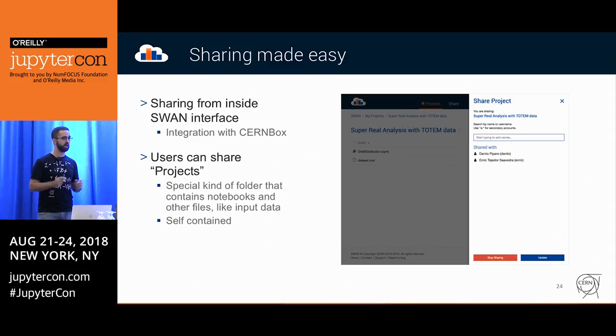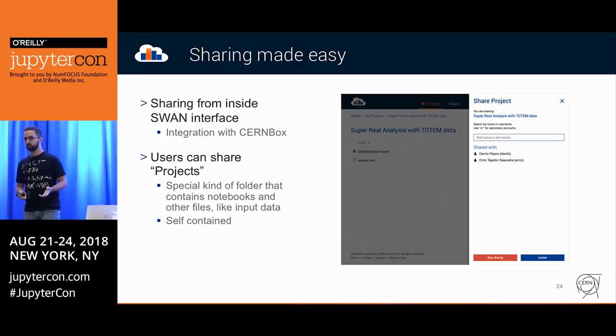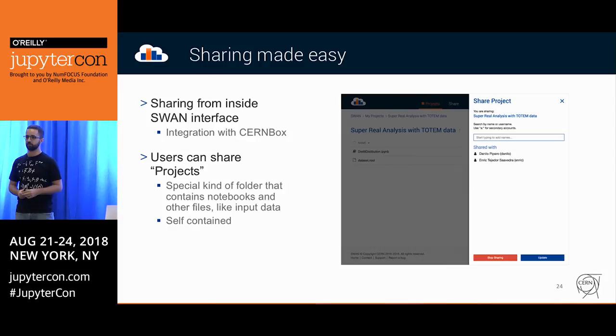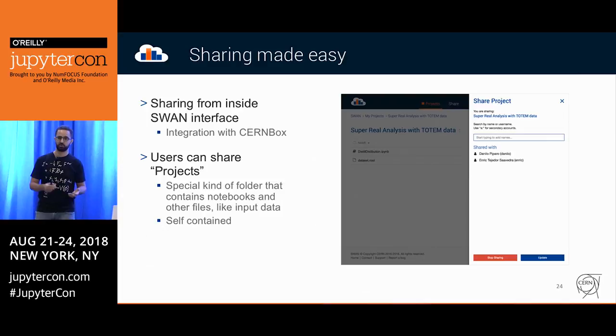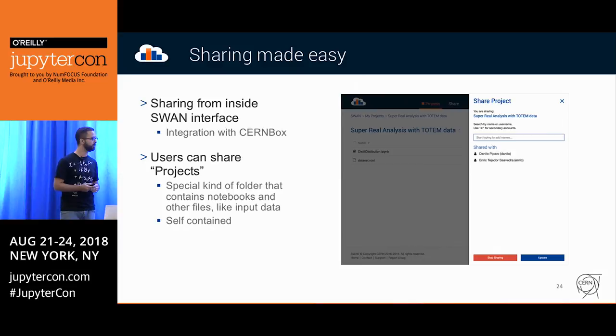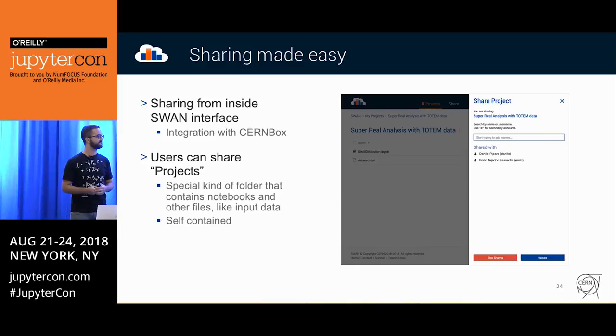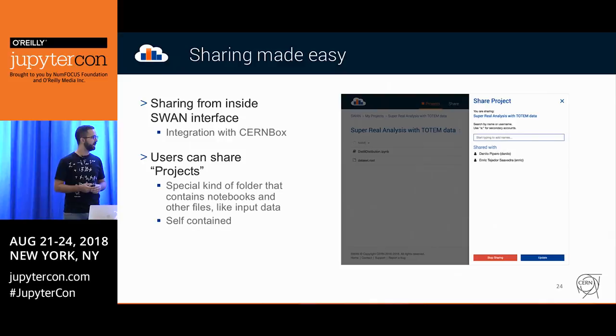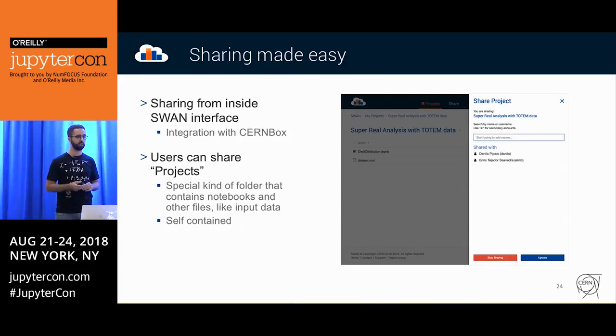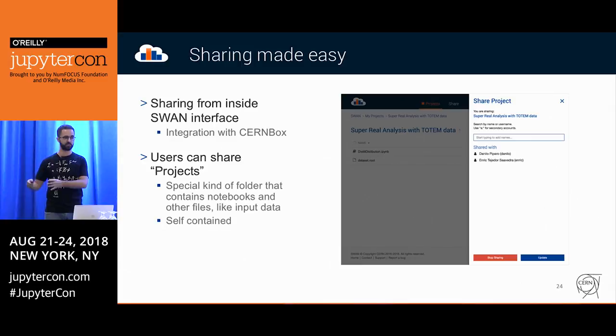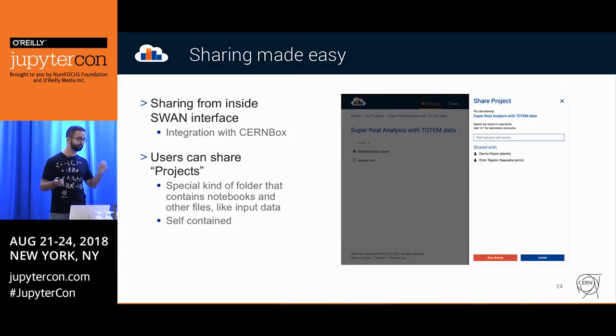And now the users don't need to switch between CERNBox and SWAN, because they can share right from within the interface. And when we did this, we thought, usually users share their notebooks, of course, but they also share input data, they can share some pictures, whatever they need for the project. And so we decided to create what we call a project. A project is more or less a special kind of folder, and it should be self-contained. This is the single unit of sharing that you can share from SWAN. So when you share something from SWAN, it needs to be inside a project. It's a simple way of looking at this, and it simplifies the process for our researchers.